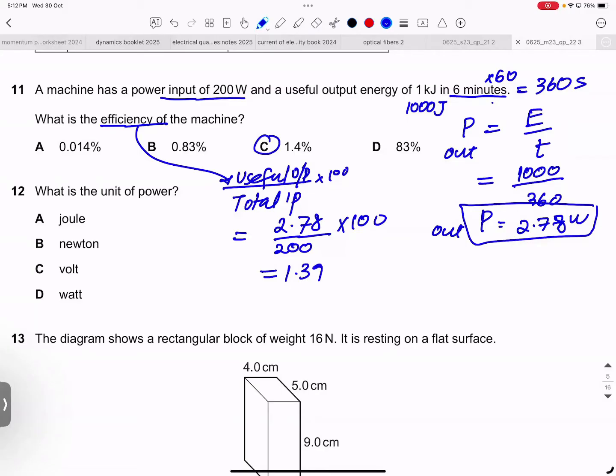What is the unit of power? Joule is for work and energy. Newton is for force. PD and EMF is volt. So watt is for power. Option D.